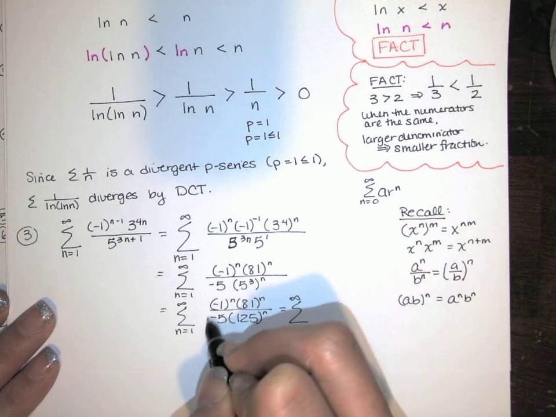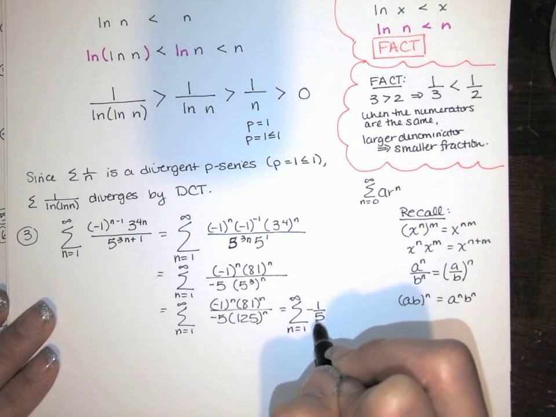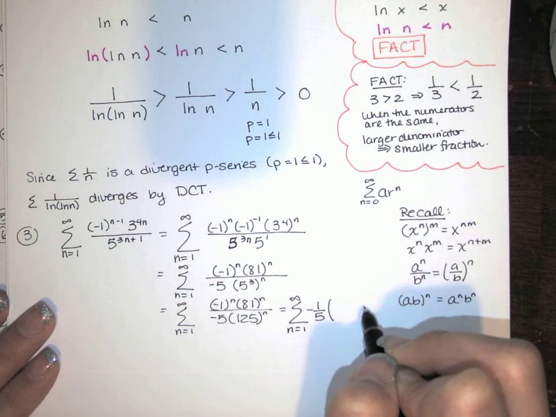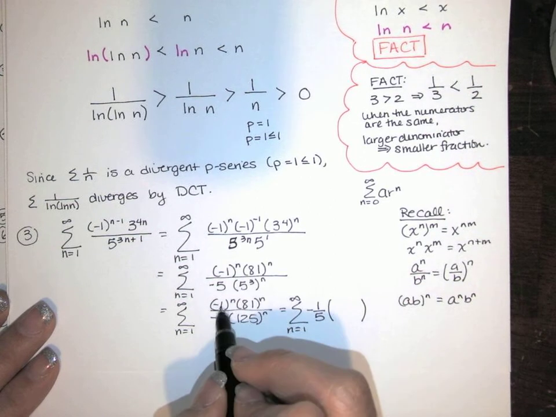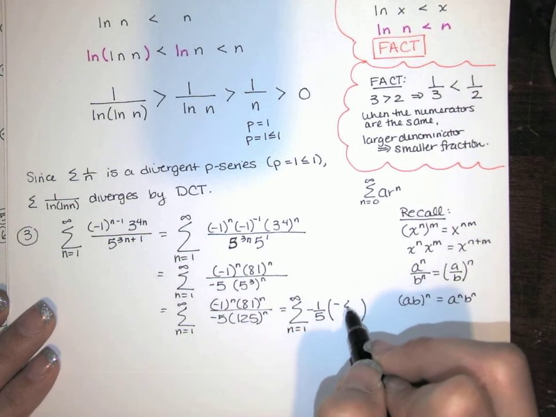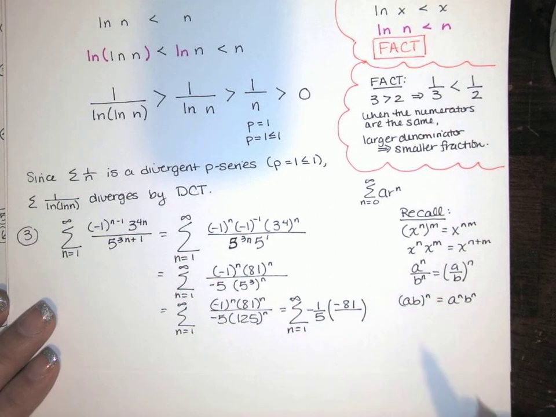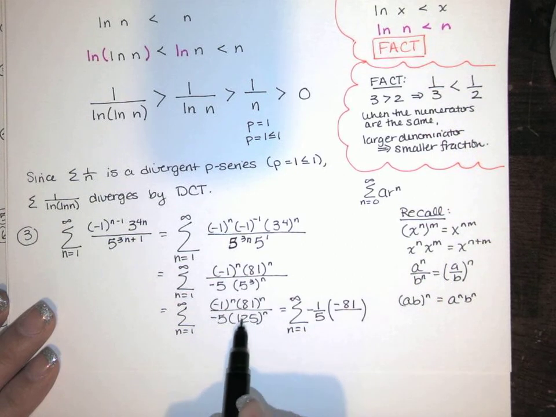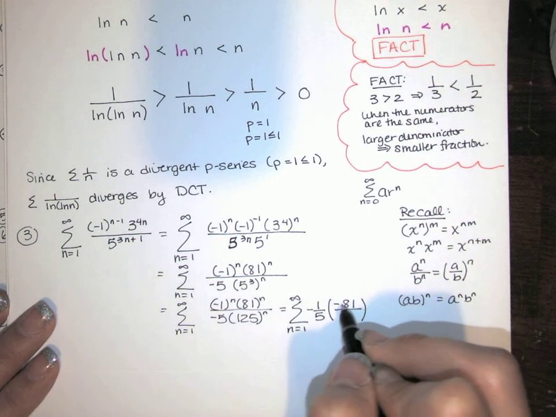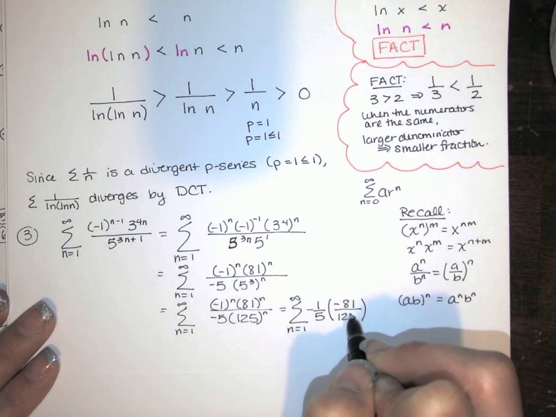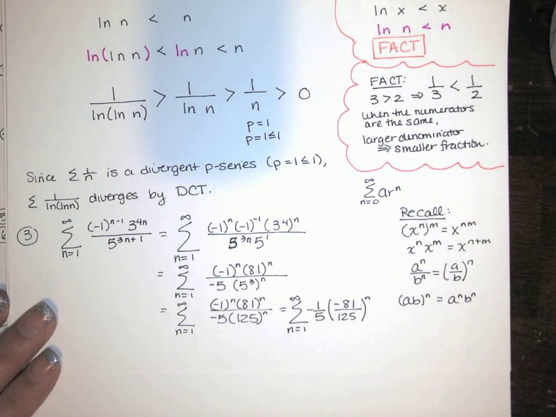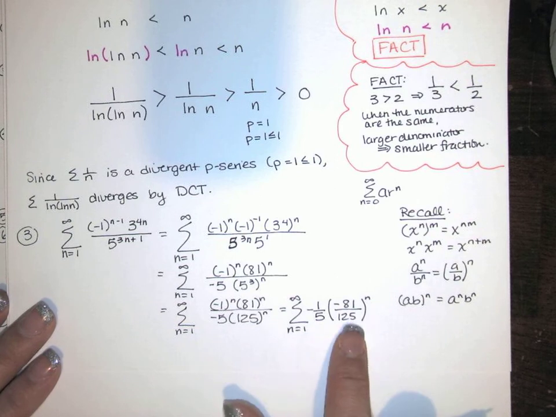And I still have that -5 in the denominator, so I could factor it out as a -1/5. And in the numerator, I've got a -81. And then because of this rule, I've got -81 to the n over 125 to the n, so I could call that -81 over 125 raised to the nth power. Okay, so this looks like a times r to the n.